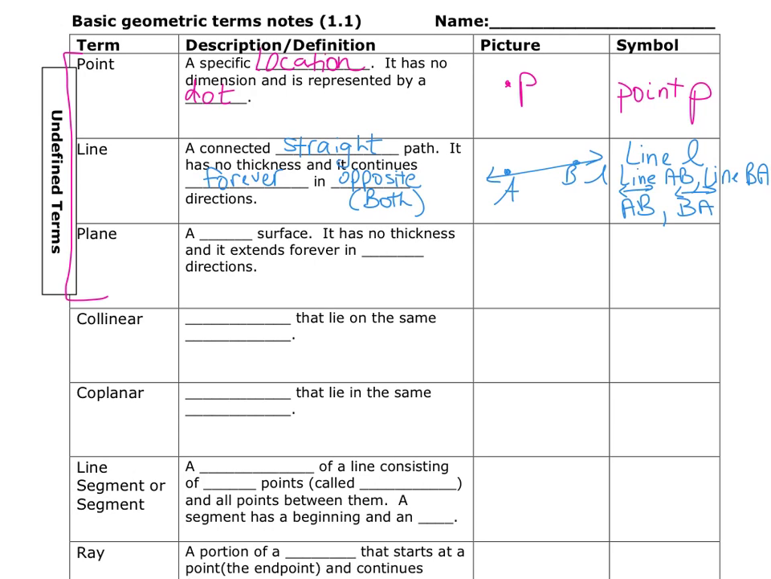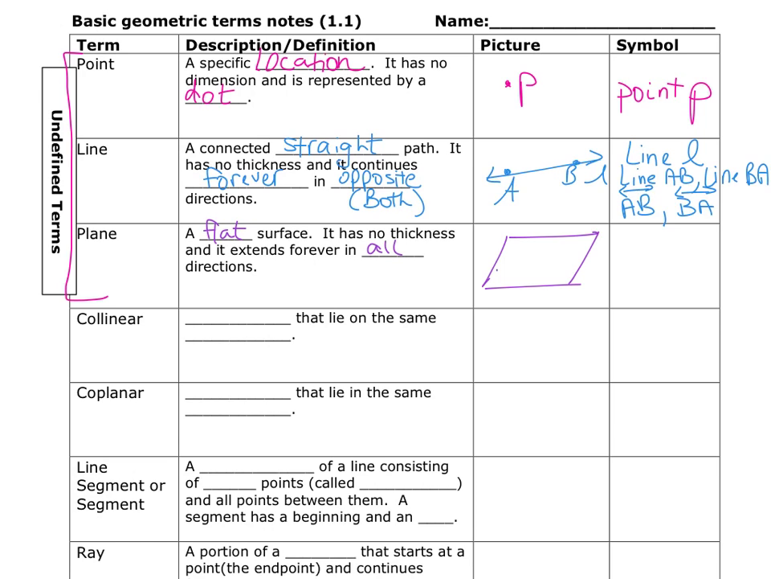The third one is a plane, and a plane is a flat surface. It has no thickness, just like a line, but it extends forever in all directions. An example for a plane could be your desktop, because it's a flat surface, but think of it as if it extended in all directions, so it was a never-ending desktop.